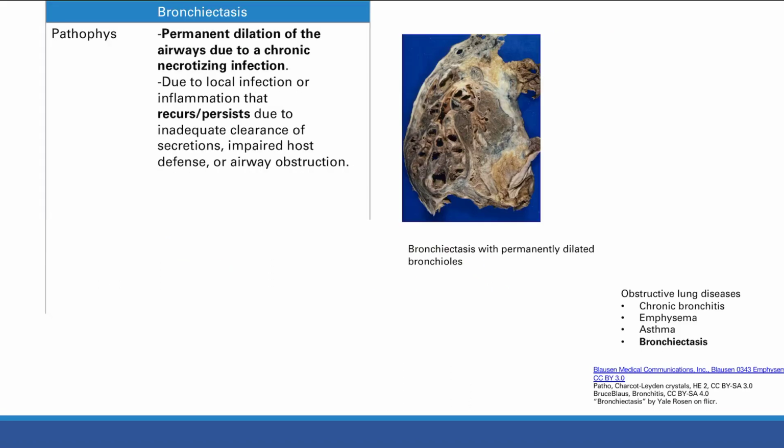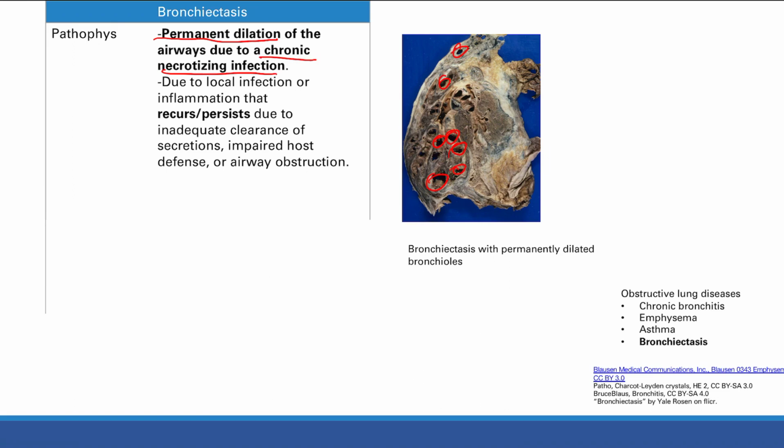Alright, finally is bronchiectasis. Bronchiectasis is a permanent dilation of the airways, and is due to a chronic necrotizing infection. So permanent dilation of the airways, chronic necrotizing infection. Those are the key things to know here. You can see here there's these super dilated bronchioles. The airways are super dilated.